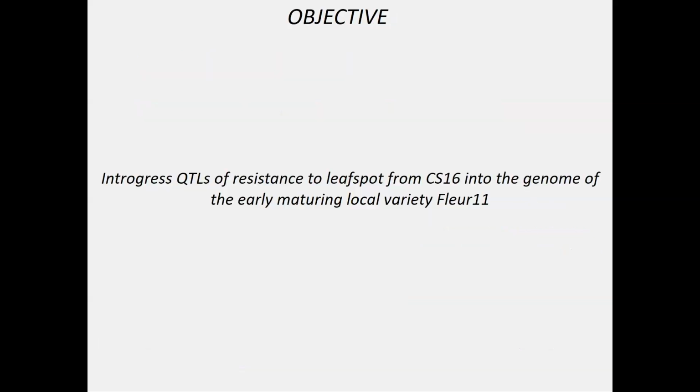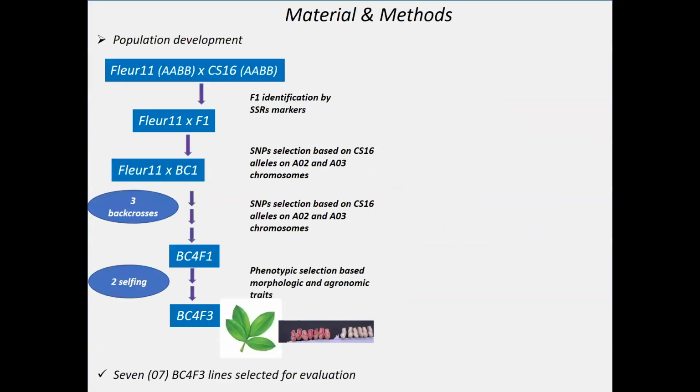The main objective was to introgress CS16 resistance into the genome of the early maturing local variety, Fleur 11, which is susceptible to early leaf spot. To achieve this objective, we developed a working population by crossing Fleur 11 and CS16, and F1 identification was made using SSR molecular markers. The identified ones were crossed to the recurrent parent Fleur 11 to generate the first generation of backcross lines.